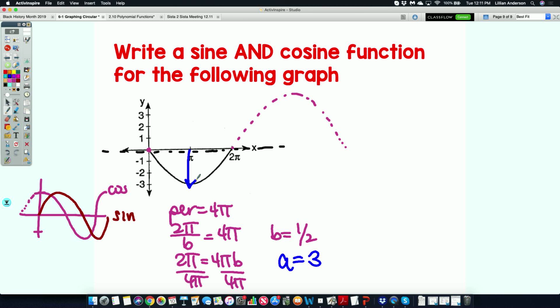Now, normally, doesn't sine start up and then go down? But this one starts down. So it's a negative. My amplitude is 3, but my A is -3. Since I started at 0, 0, I have no phase shift for my sine graph, and it didn't shift up or down, so I don't have a vertical shift either. So I have my sine function: y equals -3 sine 1/2 x. Questions?